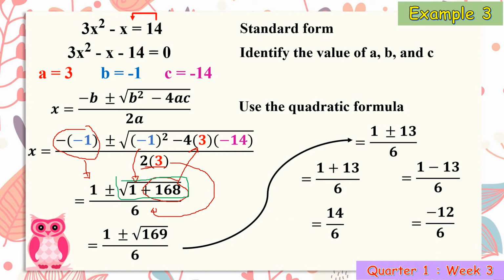So we can simplify this as 7 over 3. And on the other value, we got here 1 minus 13, which is negative 12 all over 6. Since we can divide 12 exactly by 6, we got here our x sub 2 as negative 2. So therefore, these are the solutions or the roots of our given quadratic equation.